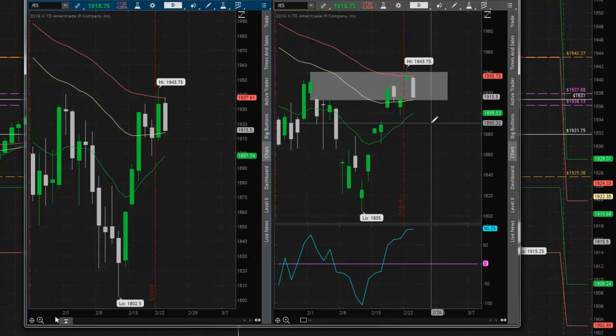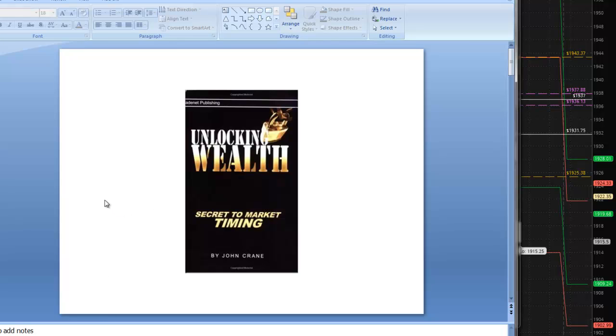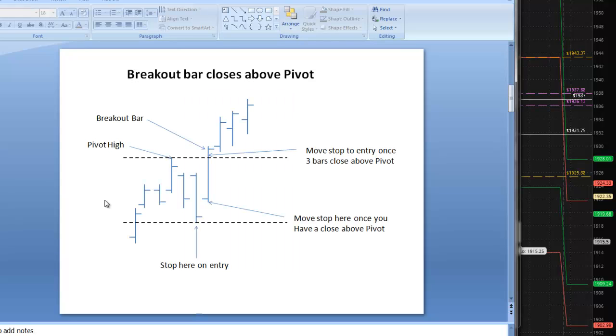So let me bring up a diagram, and this is something that I learned from John Crane in his book, Unlocking Wealth, Secrets to Market Timing. Now, if you haven't read this book, I highly recommend it. If you look on my website, it's one of the top 3 books that I recommend that people read. What I'm going to show you is in this book. Now, I hope he doesn't mind me sharing. But anyway, this is going to be how you can tell the strength of a breakout.